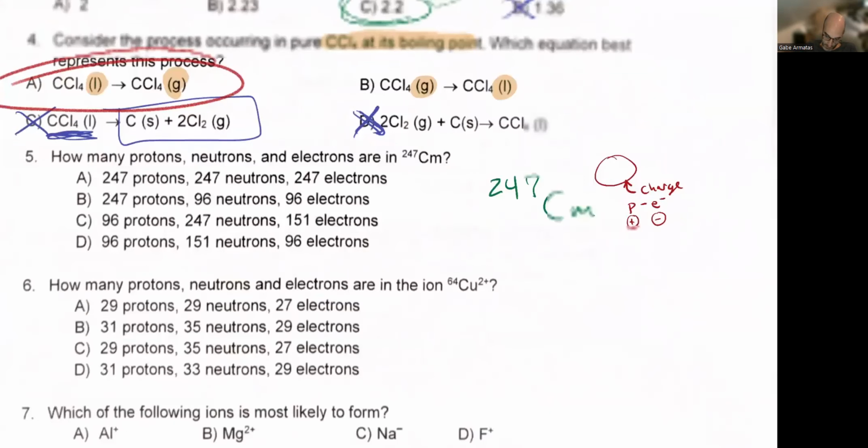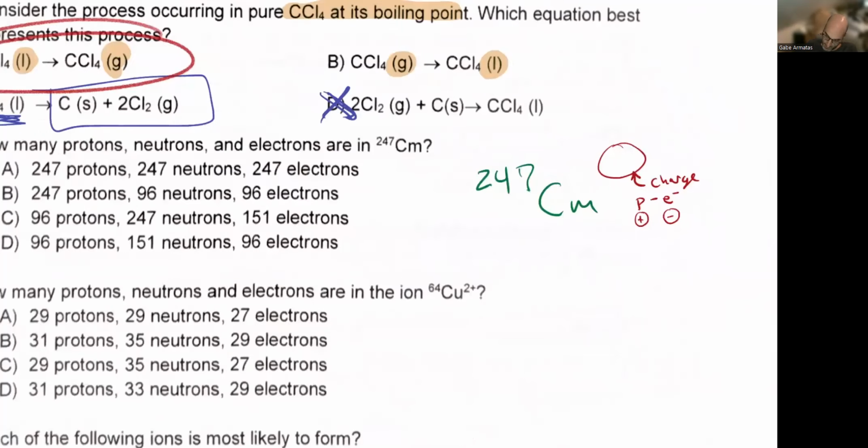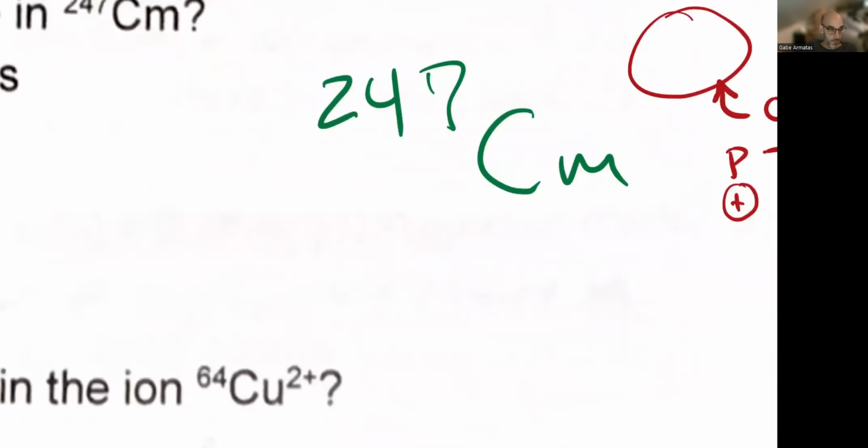the same. So I can actually go through and look for every single one of these, protons and electrons, 247. So A has 247 and 247. That can be a possible answer. I can eliminate, oh, sorry, not 247. We'll get there in a second. Sorry about that. Cm. So I've got to find Cm on the periodic table. 247, yeah.